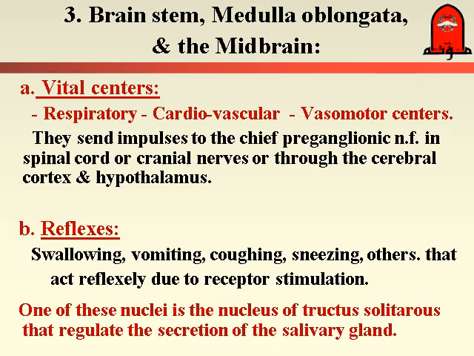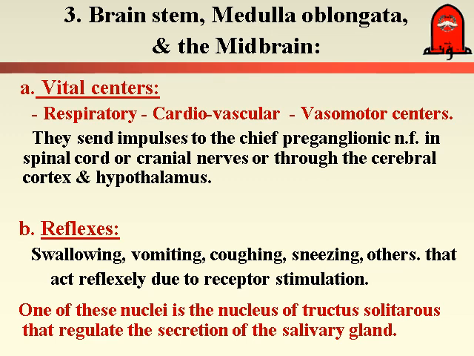Next, the third center of the regulation of the autonomic nervous system is the brainstem: medulla oblongata and midbrain. At this area of the upper part of the spinal cord, we have two centers. One is called the vital center and the other is called the reflex center.